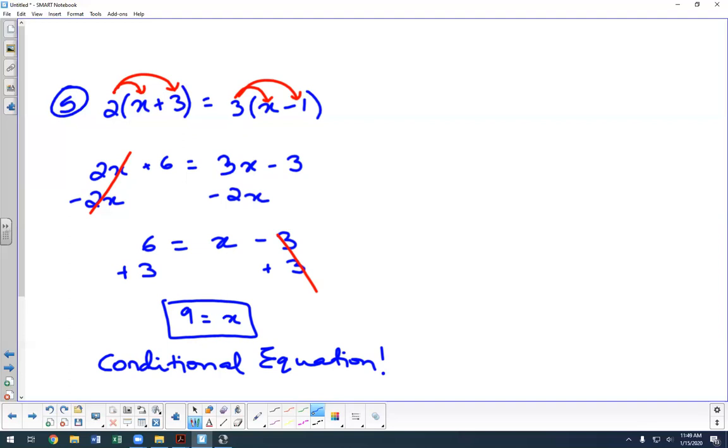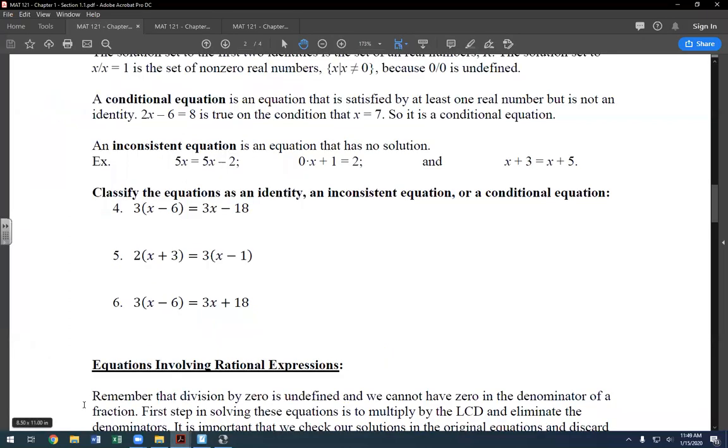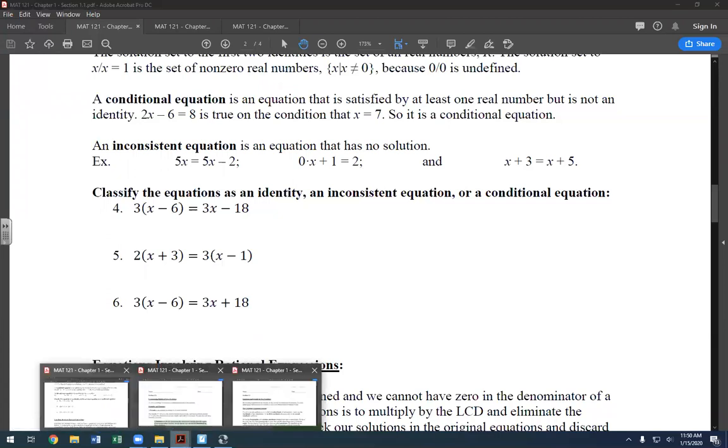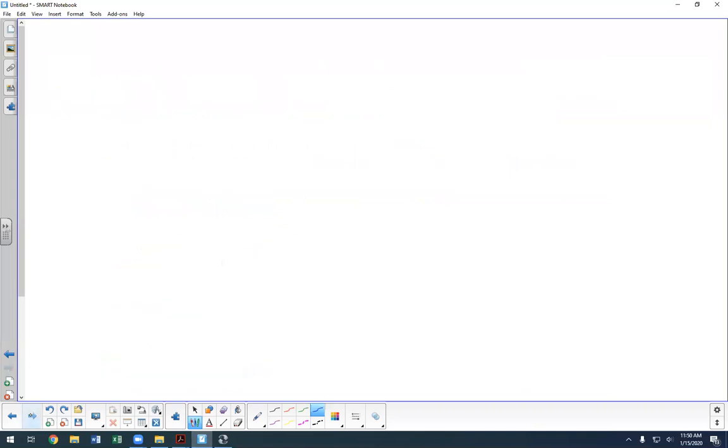Process of elimination, what should number 6 be then? Inconsistent, right? Because that's the only one left. But let's verify that just to be sure. So obviously you can notice number 4 and number 6 are very similar. The only exception is here we had a negative 18, here we have a positive 18, and that's actually what is going to change that for us and give us an inconsistent equation here.